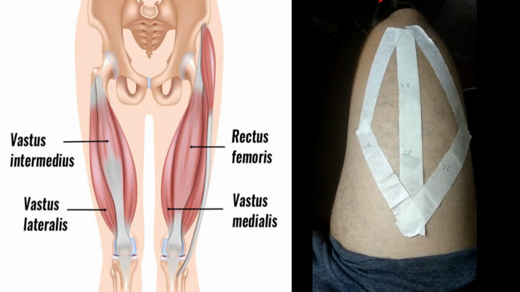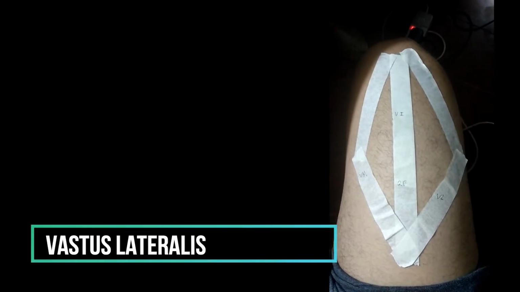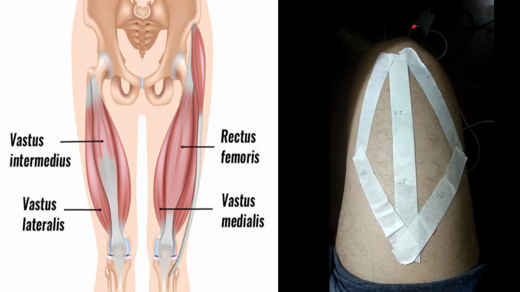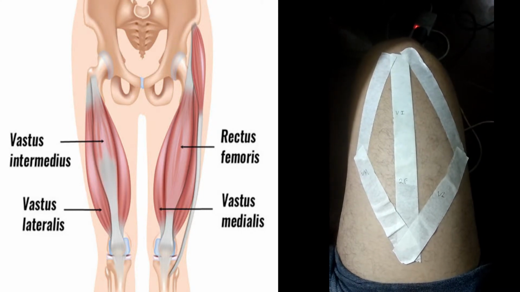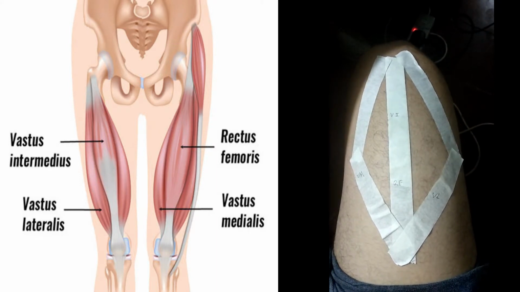Origin: anterolateral femur. Insertion: quadriceps tendon. Vastus lateralis. Origin: medial side of femur. Insertion: quadriceps tendon. Same goes for the vastus medialis. It has the same origin and insertion.